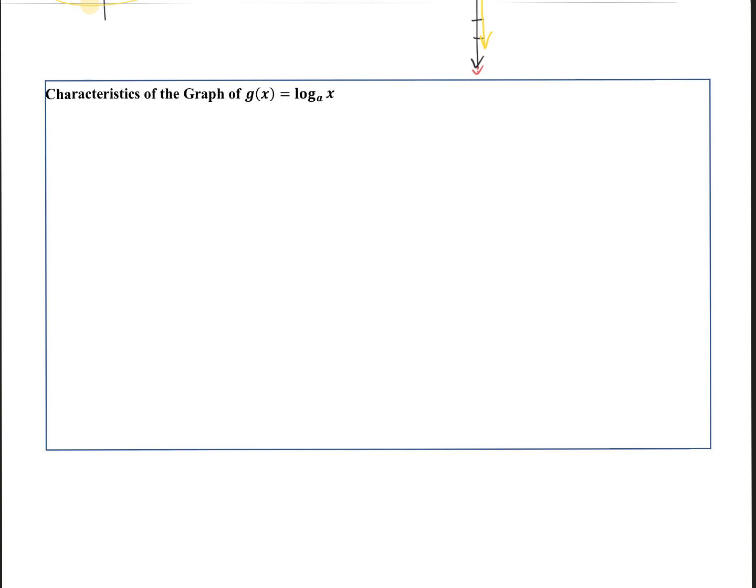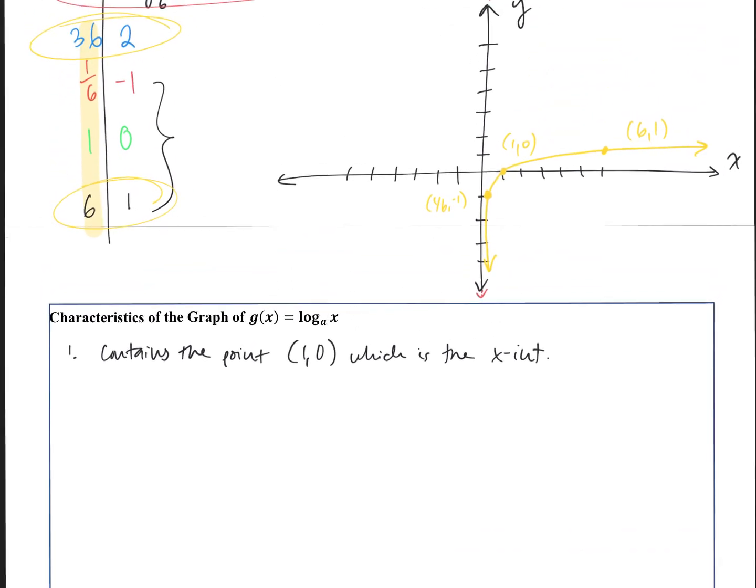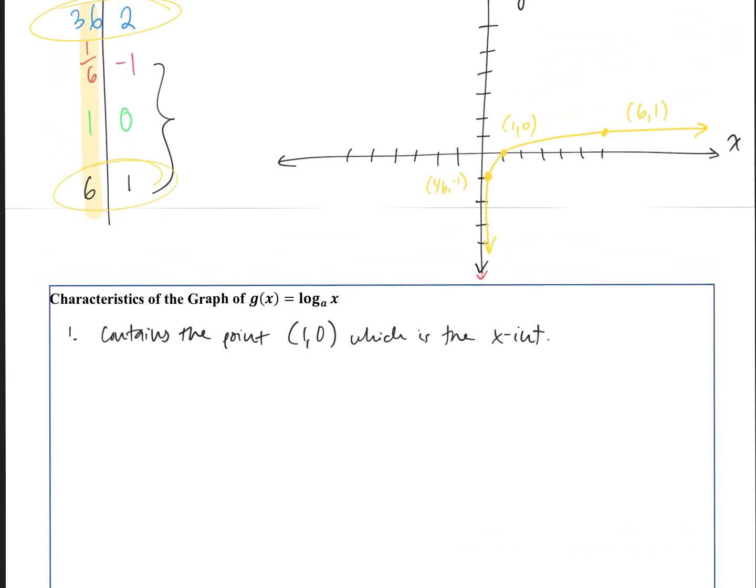Alright, so what are some of the characteristics of the graph? Well, one of the first characteristics is it contains the point 1, 0, which is the x-intercept. And we saw that right here. There's our x-intercept right there. What else do we know? Well, the function is 1 to 1, which means for each x there is one y. So it's 1 to 1.